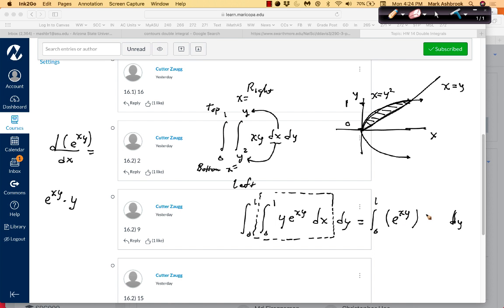Oh, sorry, we're not done yet. We've got to plug in our 0 and 1 for x, right? So we still have to evaluate at 1, evaluate at 0, and subtract. We're not quite done with the first integral yet. So we plug 1 in for x, so e to the 1 times y, minus, plug in 0 for x, e to the 0, dy, which is e to the y minus 1.